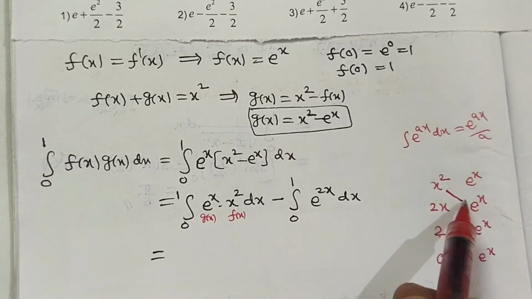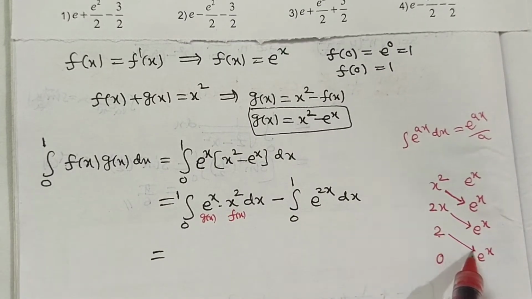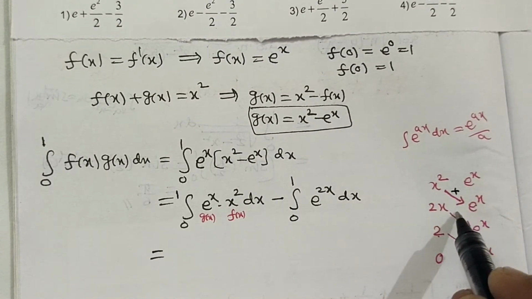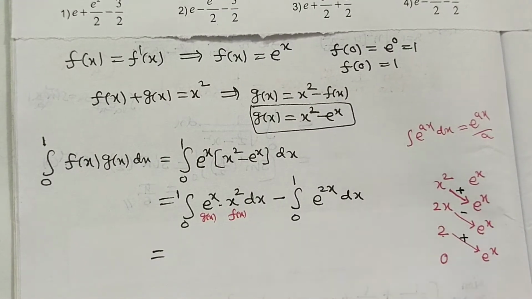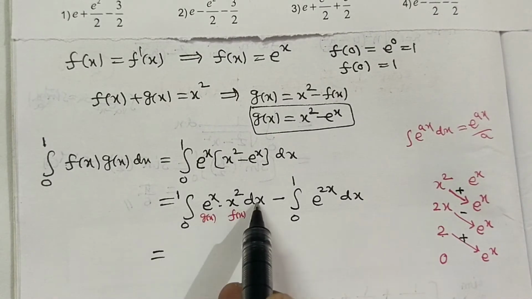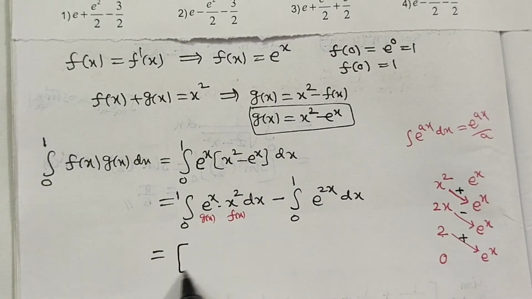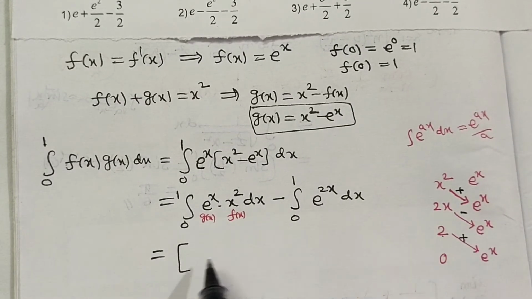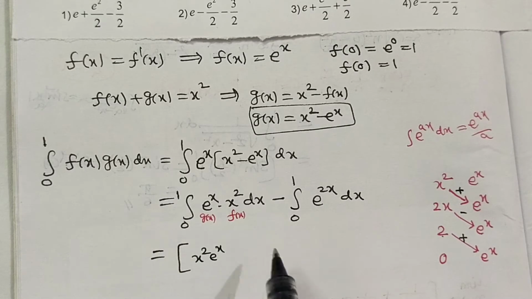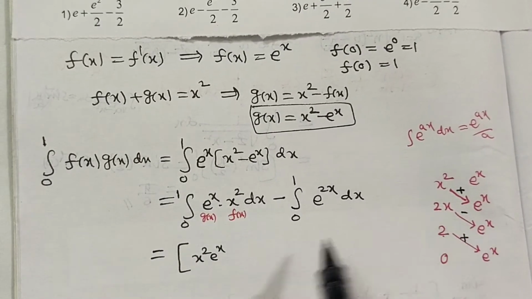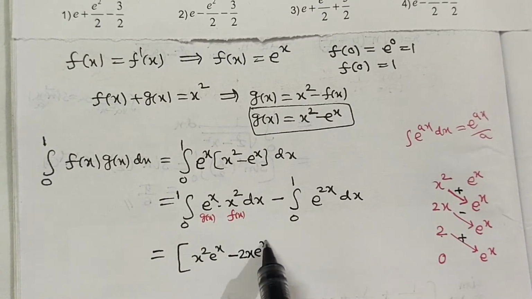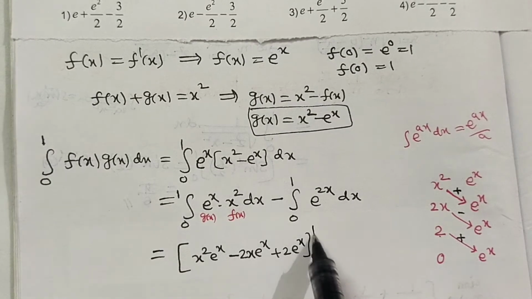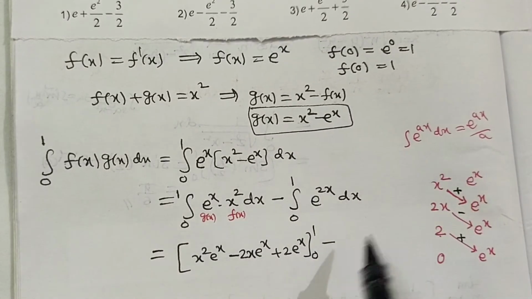So like this product, you have to do that. Alternatively, plus and minus you have to keep. Plus, minus, plus. So integral e power x into x square dx can be written as x square into e power x minus 2x into e power x plus 2 into e power x, 0 to 1, minus integral e power 2x, which is e power 2x by 2.